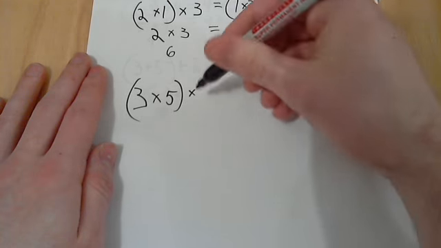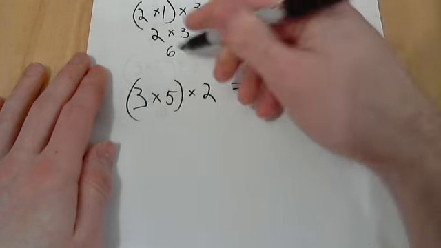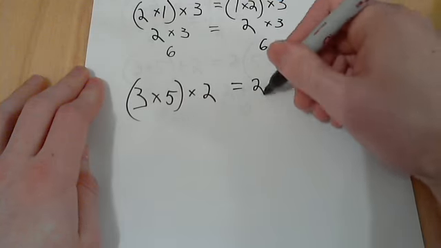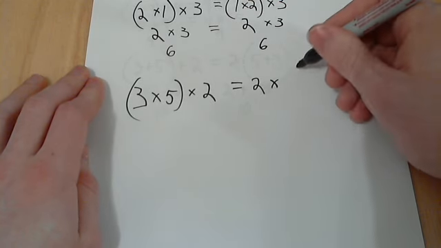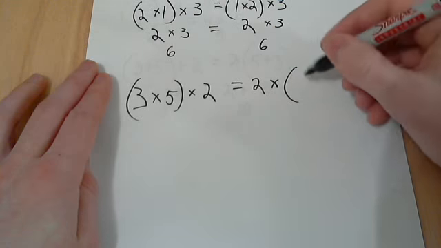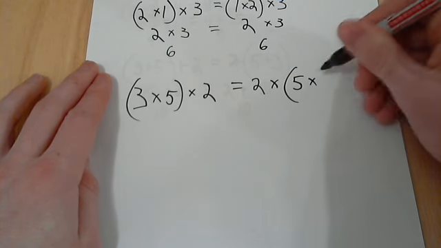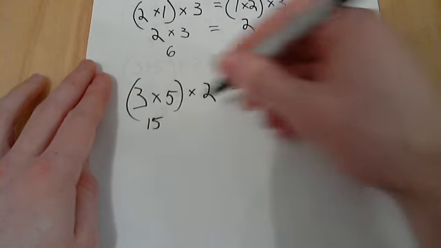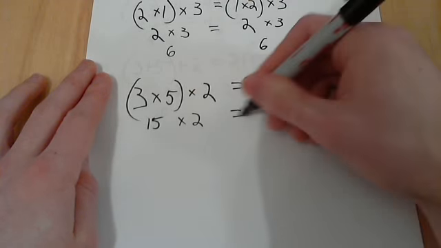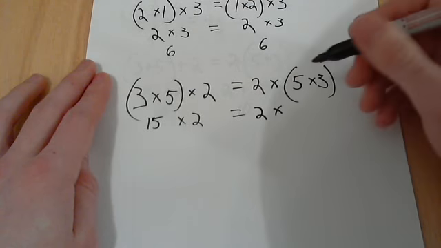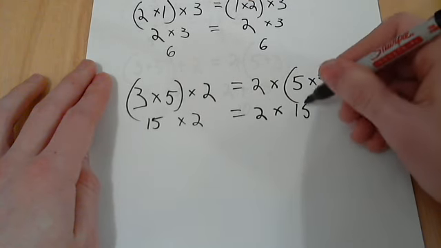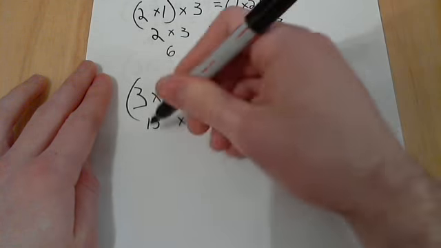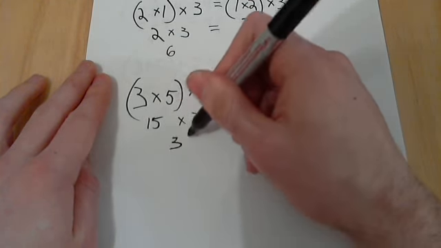And then one more example, let's take something like 3 times 5 times 2. Okay, so we can change the order by moving this 2 over to here, times the parentheses, and also change the order inside the parentheses of 5 times 3. So 5 times 3 equals 15 times 2, and we have 2 times 5 times 3, which is 15. Well, 2 times 15 equals 30, and 15 times 2 also equals 30.